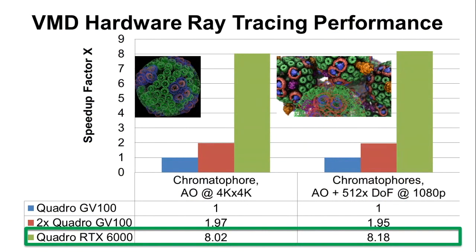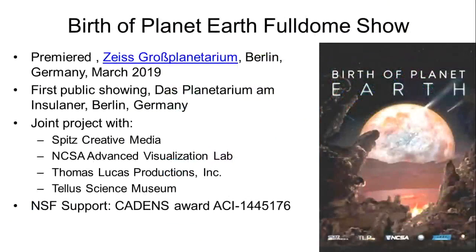So that's very exciting. That's really the benefit of hardware-accelerated ray tracing. Abhi will show you a lot of other cool things that are rendered in that way. VMD was just used to make a planetarium video that's going to be shown all over the world. It premiered in Germany, and this is the first time VMD's built-in renderer has ever been used for production rendering for a movie, and it's very exciting.